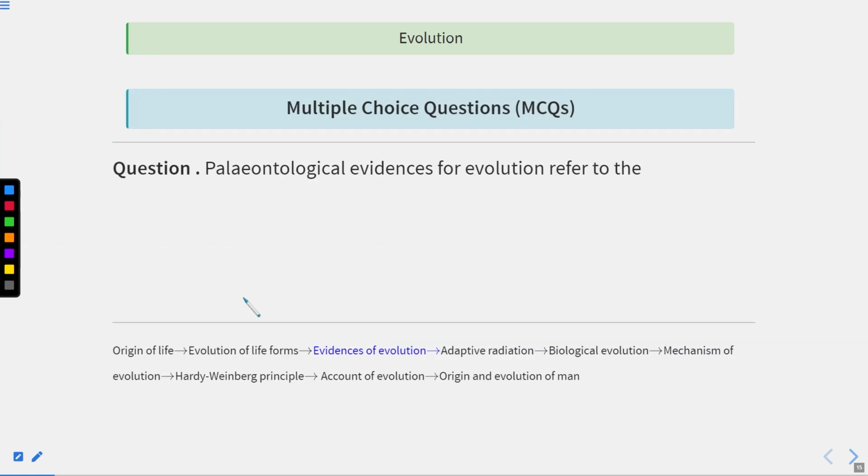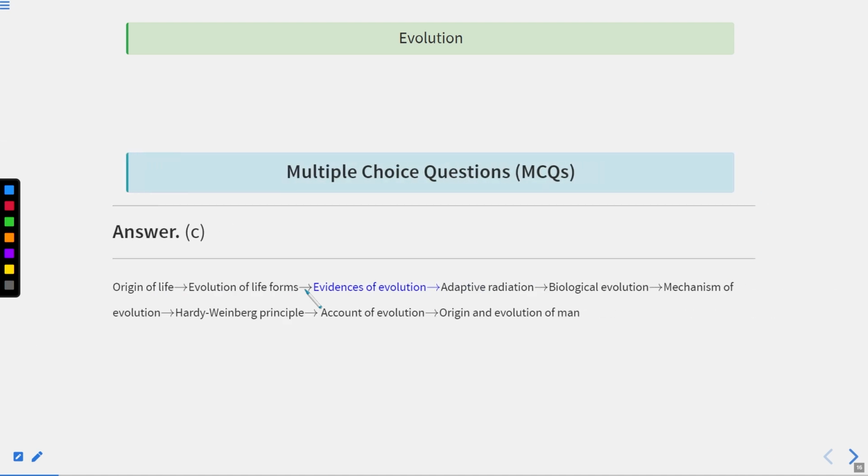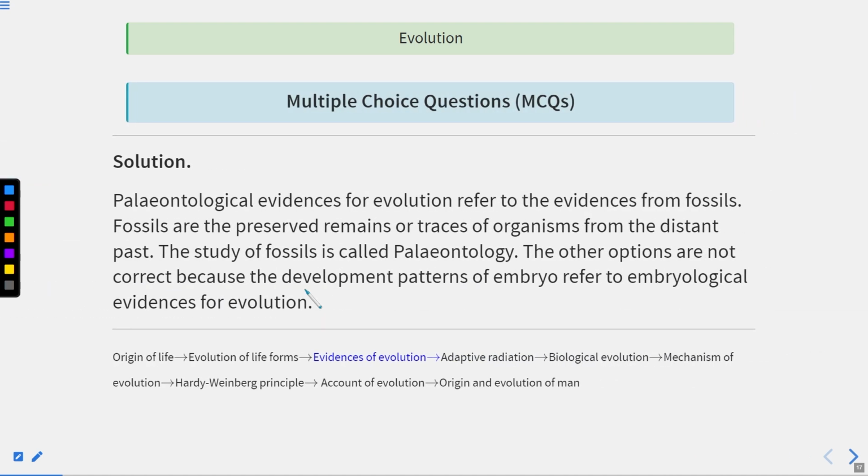Now let's talk about the next question. Paleontological evidences of evolution refer to. Paleontology means the study of fossils. These are the options: development of the embryo, homologous organs, fossils, and analogous organs. The correct answer is option C here.